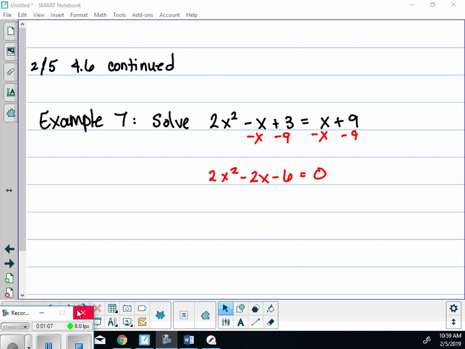Now, is there anything that they have in common? They're all divisible by 2. So we can divide everything by 2. x squared minus x minus 3. Okay.